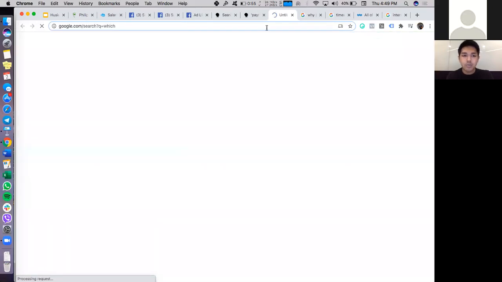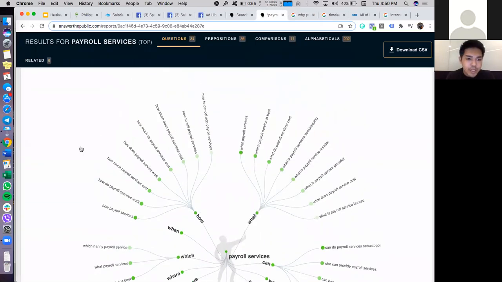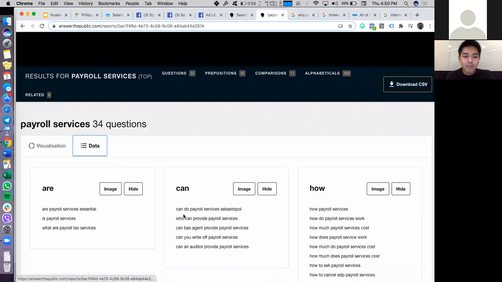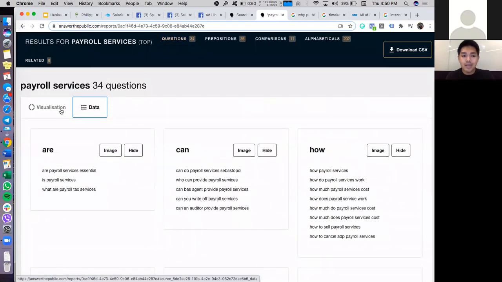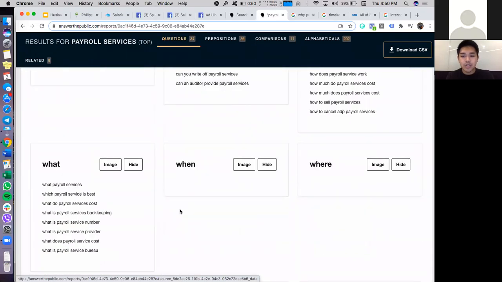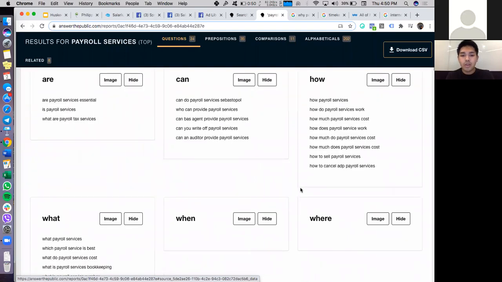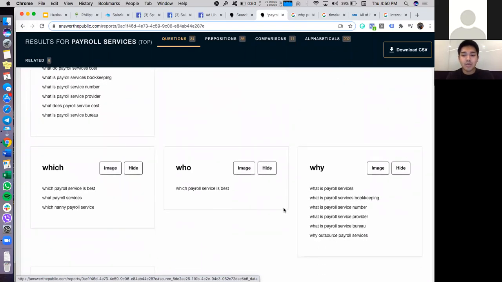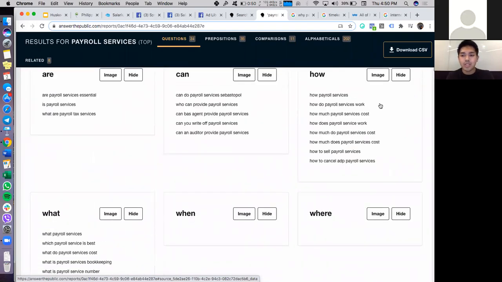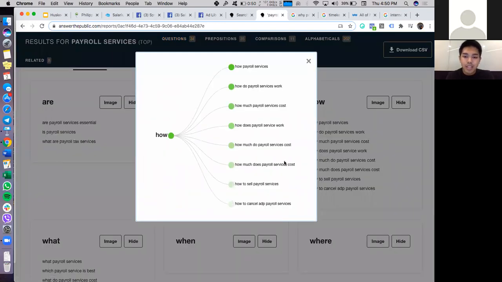You can click the data, and this is the visual part. You can just see it broken down in those questions: how, when, where, what, why. All of these really nice questions, and they have this cool thing where you can download the image.